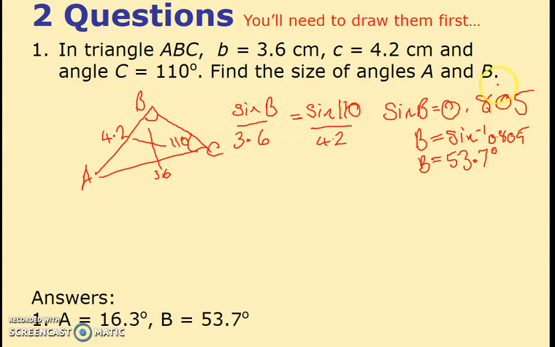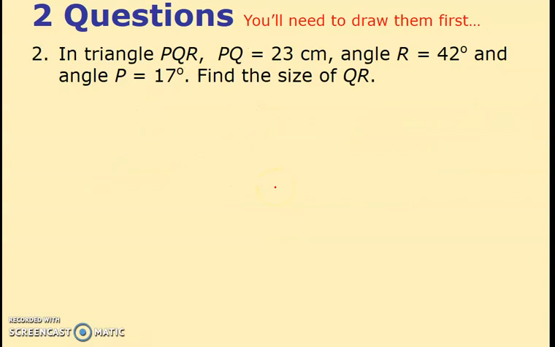Oh yeah, I forgot to find the other angle. Of course, the other angle is angle A, and I'd use the same trick, 180 minus the 53.7. And what was the other angle? Oh, it was 110 in here, minus 110. So minus 110. And that is 16.3. So we're getting there. Let's see. This one I'm going to leave you to draw.